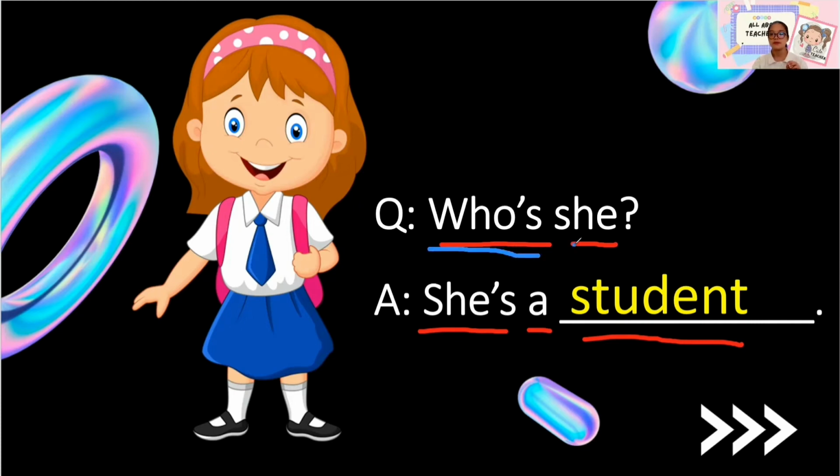Who's? Perfect. And the answer is? Very good. Now, who's she? Perfect. Let's proceed with our next example.